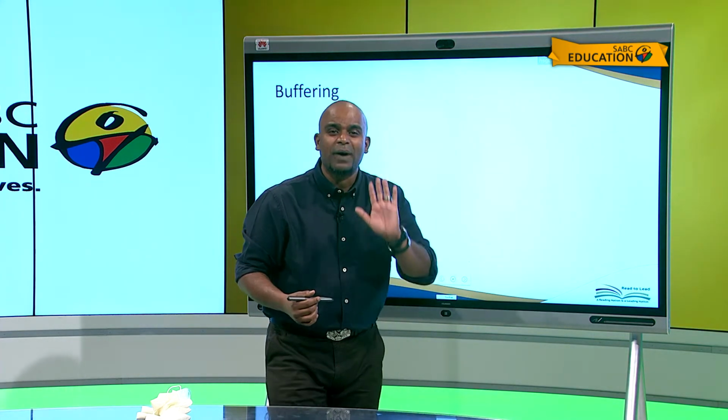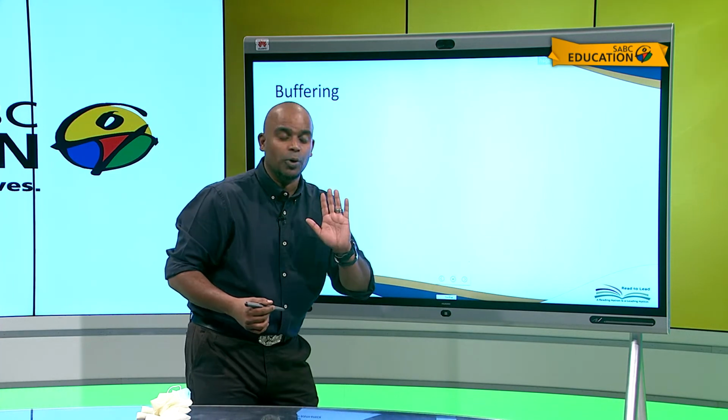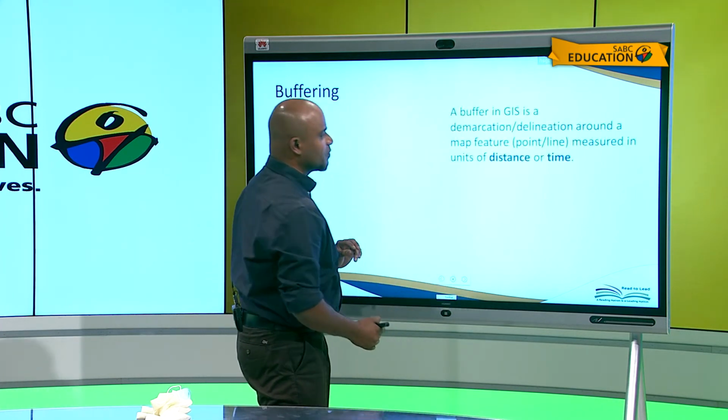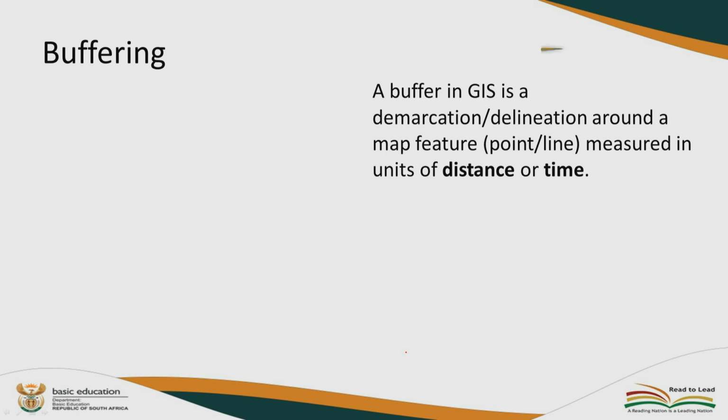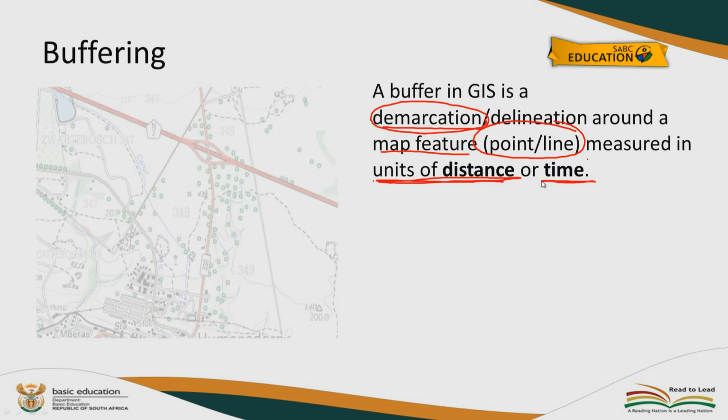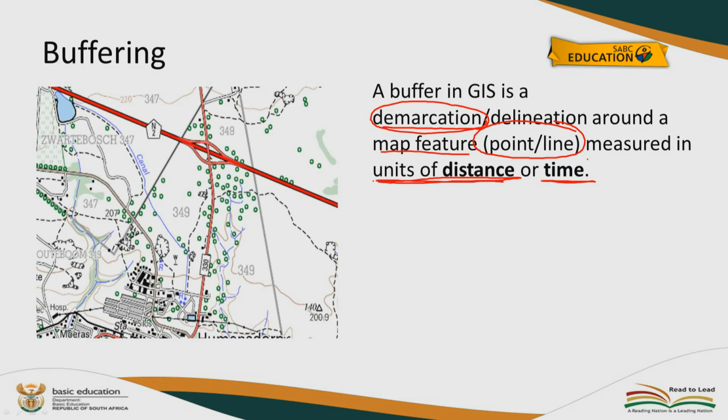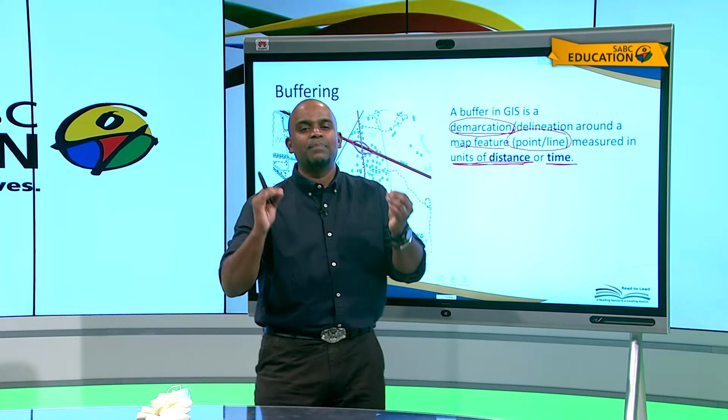Now, let's look at buffering in terms of your topographical maps. In terms of topographical maps, the definition: buffering is a demarcation, keyword, of a map feature. Example, a point, line, and polygon. And this is important, measured in units of distance or time. Now let's look at our topographical map. Any topographical map that is used can be buffered.